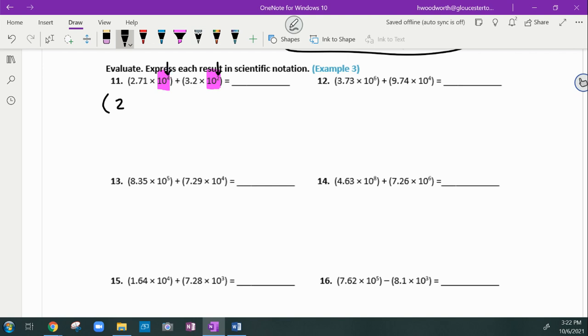So let's rewrite this: 2.71 times 10 to the 4th plus, now I'm going to make that a power of 10 to the 4th. Now, since I had to make that bigger, I have to make this smaller by the same number of powers of 10. So by doing that, I have to move the decimal once, twice. Since I increased the power of 10 by 2, I have to move the place value 2 places. And that's going to give me 0.032.